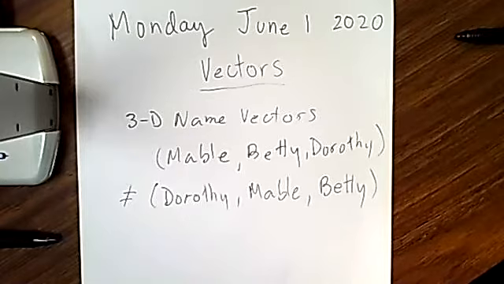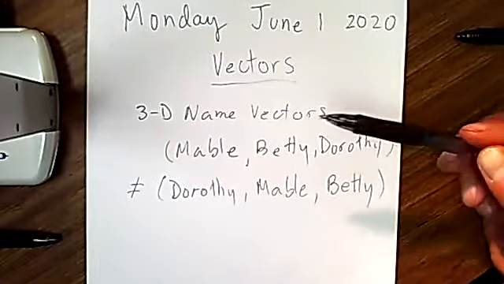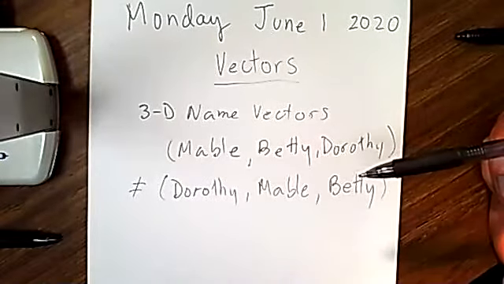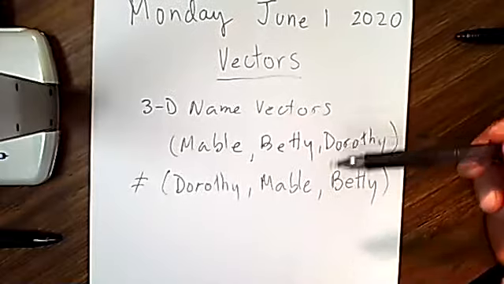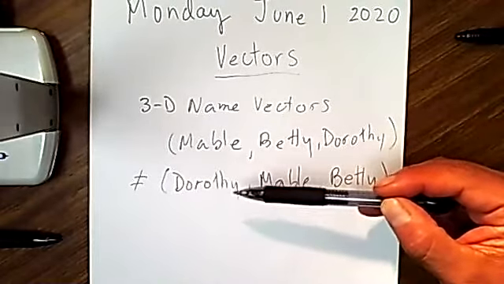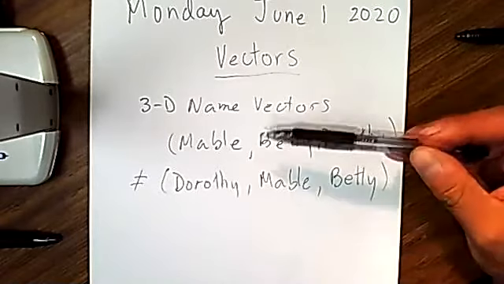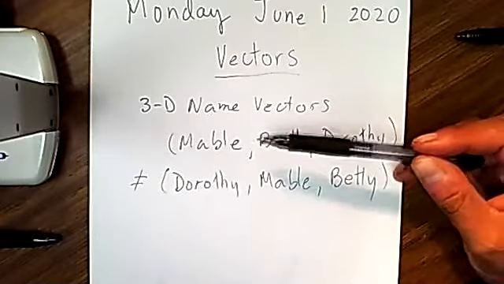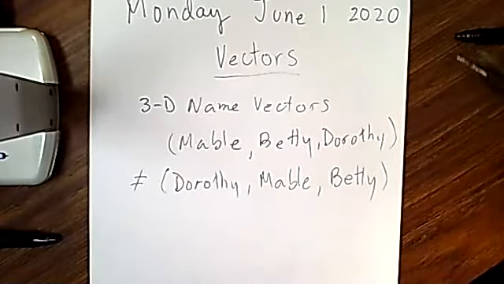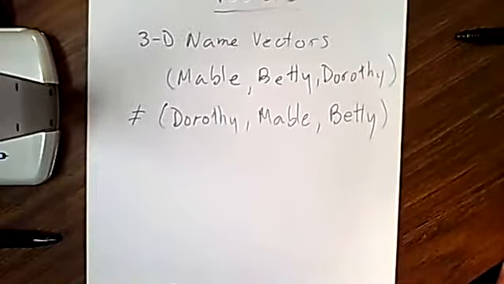So again, implicit in a vector, we have to have well established the order in which the elements of the vector are written or are placed. So again, in this second vector, Dorothy is first, Mabel is second, Betty is last. On this first vector, Mabel is first, Betty, and Dorothy. All right, so this is a three-dimensional name vector. We could have vectors containing any kind of elements.